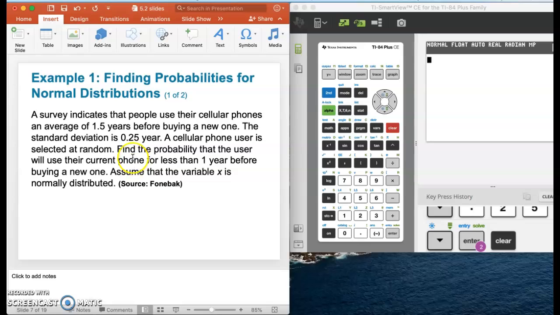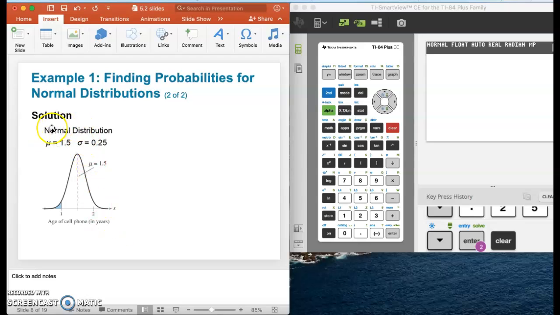Okay, well, let's look at what we're told. We're told that people use their cell phones an average of 1.5 years, so that's our mean. And we're also told that the standard deviation is 0.25. We're also told that the variable x is normally distributed. So we know that since we're trying to find probabilities, probability is just area under the curve. So our first step can be to draw the curve.